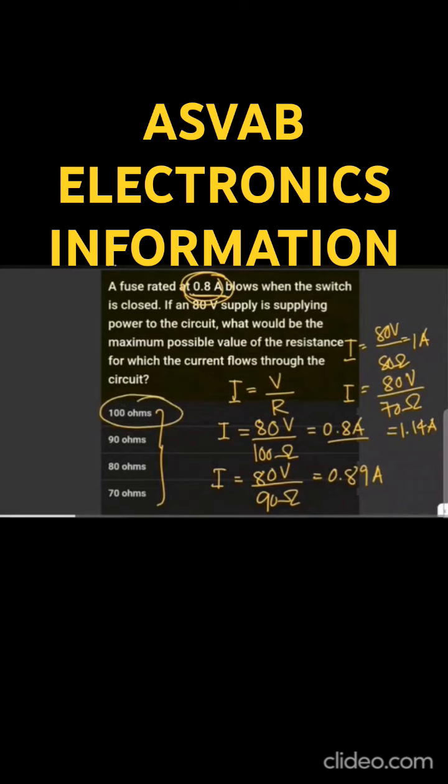0.8 ampere. The rest are greater than the rated current. So the answer here is 100 ohms. That is the maximum possible value of the resistance for which the current flows through the circuit.